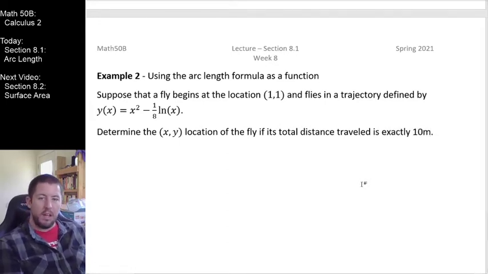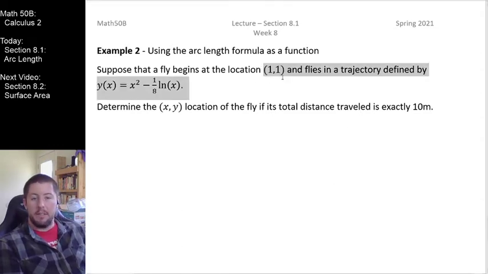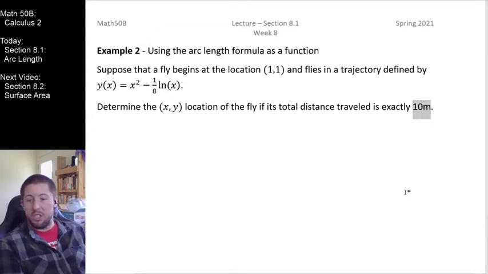It's still going to involve our arc length formula, but in this case I do know where I'm starting. What I'm saying is I don't know where I'm ending. I don't know what my upper bound of integration is. I do know what I should be getting out of the arc length formula. The answer should be 10 out of that integral. Our job is going to be to identify what is the bound of integration that's going to get us there.